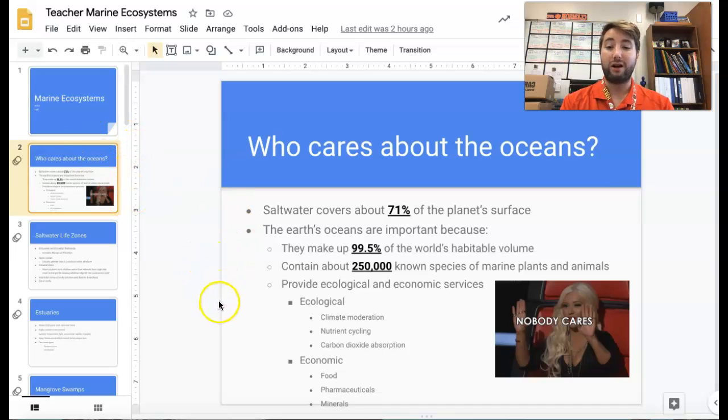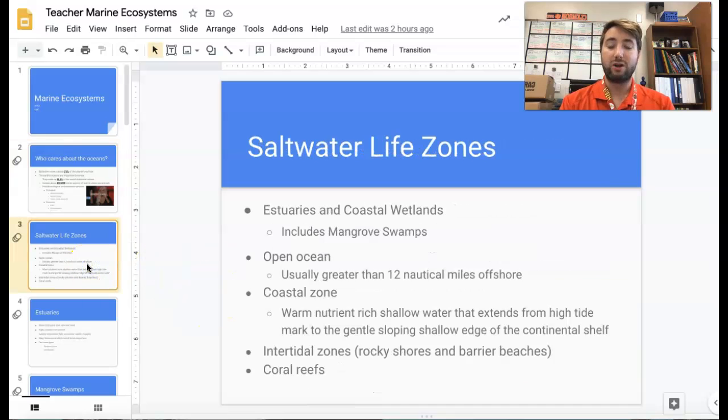And then we've got these economic services, like food. There are a ton of places that require solely fish, and they fish the oceans for their livelihood. Pharmaceuticals, there have been a ton of pharmaceuticals like anti-cancer drugs that have been found in coral reefs, so that's really important for the pharmaceutical industry. And then minerals, we talked about how you could mine the bottom of the ocean for those minerals and then you could sell them.